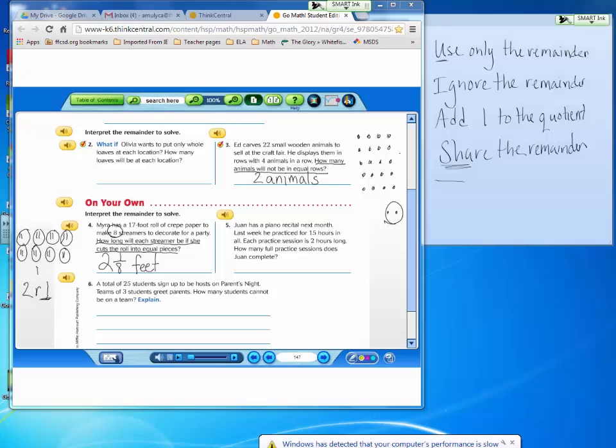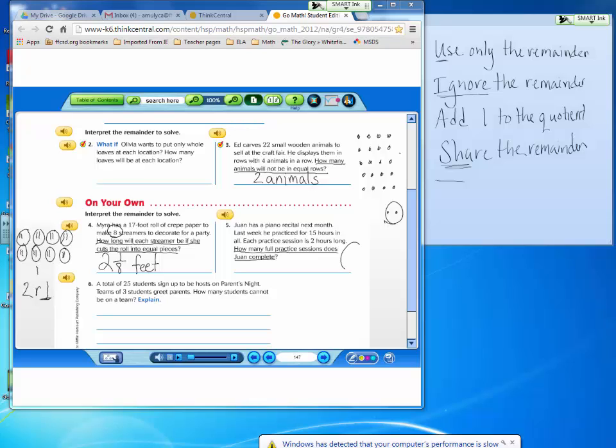Let's take a look at this next question, number 5. Juan has a piano recital next month. Last week he practiced for 15 hours in all. Each practice session is 2 hours long. How many full practice sessions does Juan complete? So the question is, how many full practice sessions? So I will not care about the remainder, so I'm just going to ignore the remainder when I finish this.